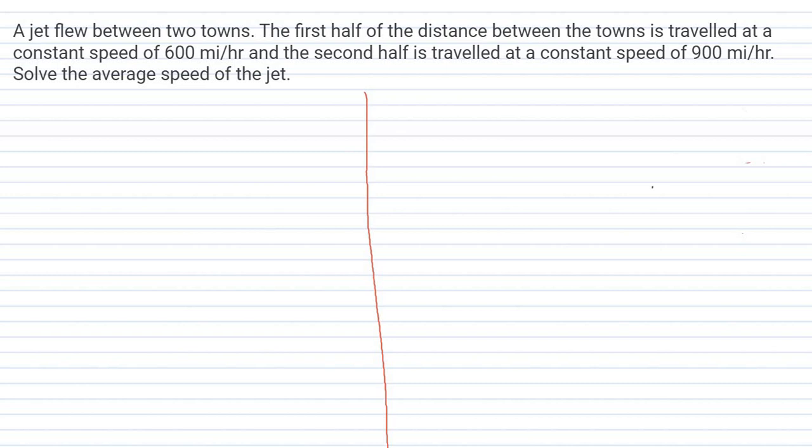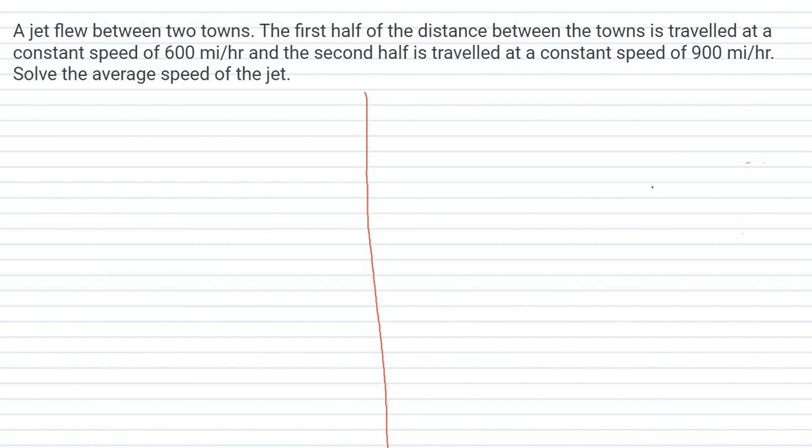So for this particular question, which I'm going to read now: a jet flew between two towns. The first half of the distance between the towns is traveled at a constant speed of 600 miles per hour, and the second half is traveled at a constant speed of 900 miles per hour. Solve for the average speed of the jet.